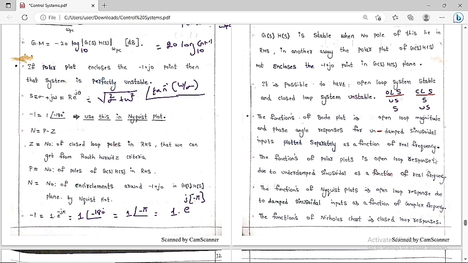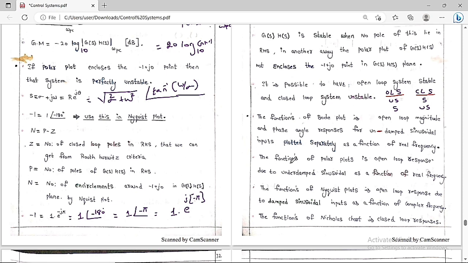So finally I can say, for a given LTI system, if you give an undamped sinusoidal input and vary the frequency from 0 to infinity, then what is the variation of the output magnitude and the output phase angle with respect to the input? Both these things we analyze with the help of the Bode plot. So the function of the Bode plot is the open loop magnitude and phase angle responses for the undamped sinusoidal input plotted separately as a function of real frequency.